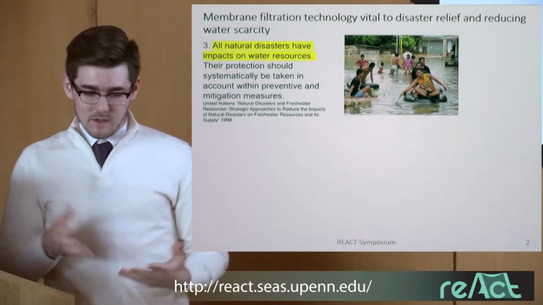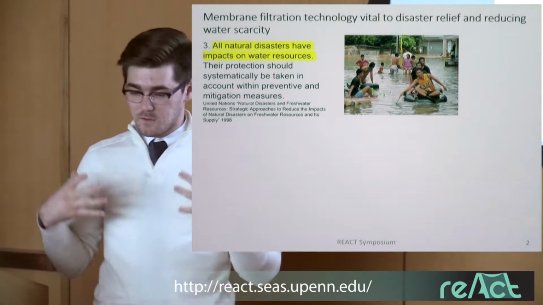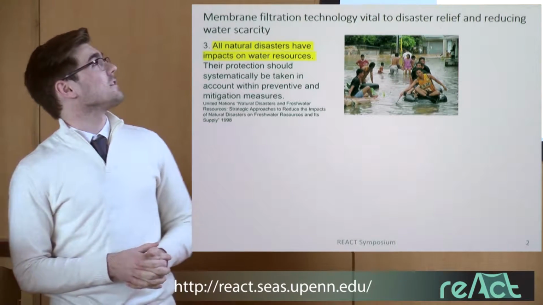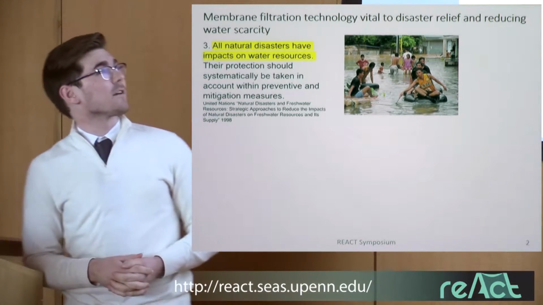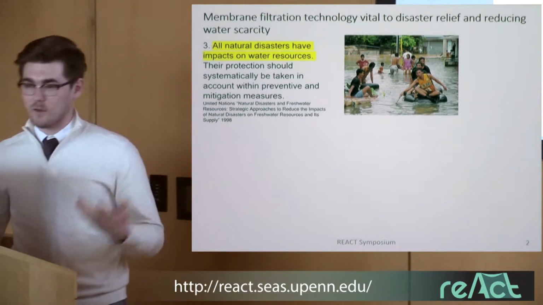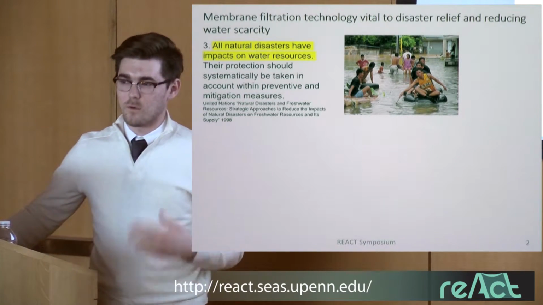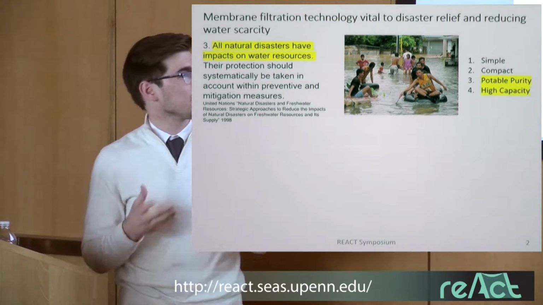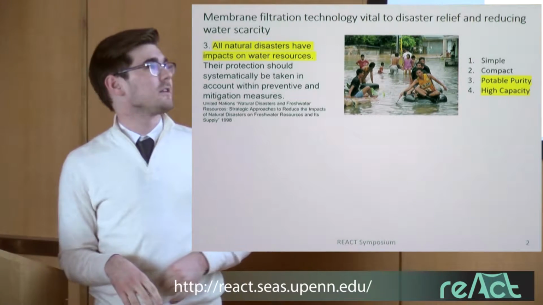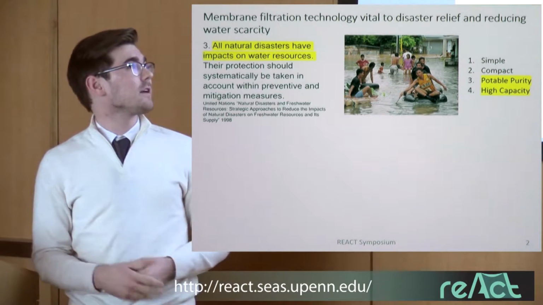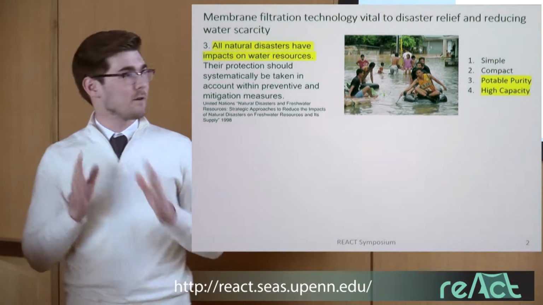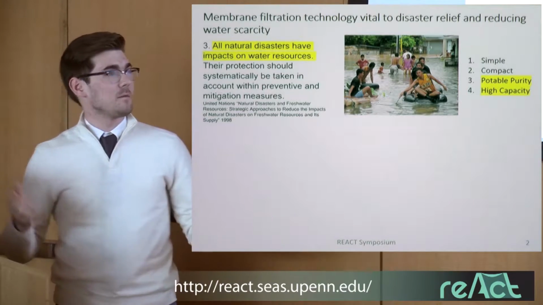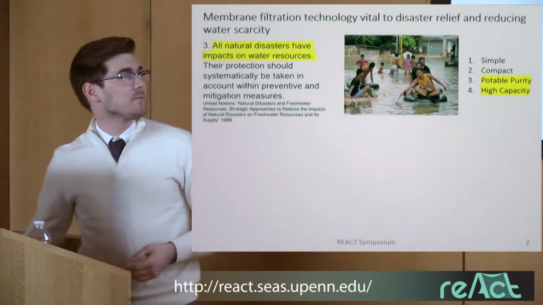So the motivation for this project is that during natural disasters, you have a significant impact to water resources. In fact, the United Nations says that all natural disasters have impacts on water resources. So you can imagine that we want to create some sort of device that would allow us to remediate these impacts. And it would have to have certain characteristics, such as being fairly simple and easy to manufacture. It would have to be compact so you can transport it. And it would also have to, and this is very crucial, produce enough water at a potable purity that it would meet the demands in the area.